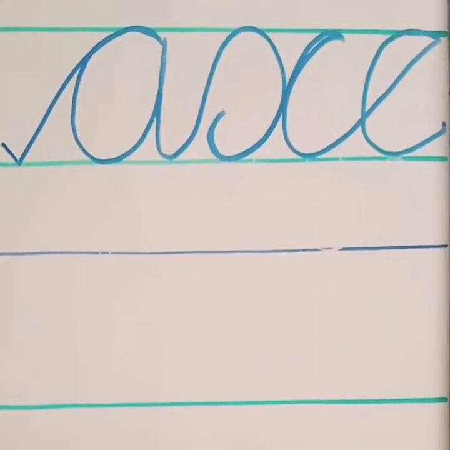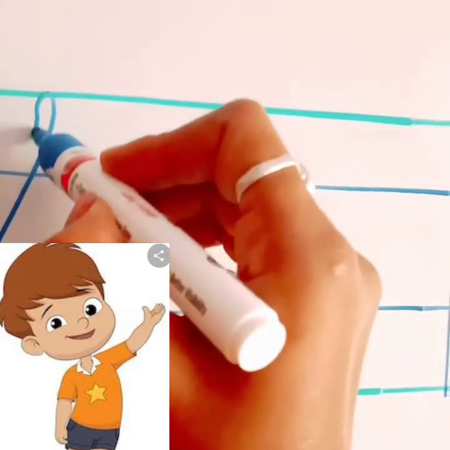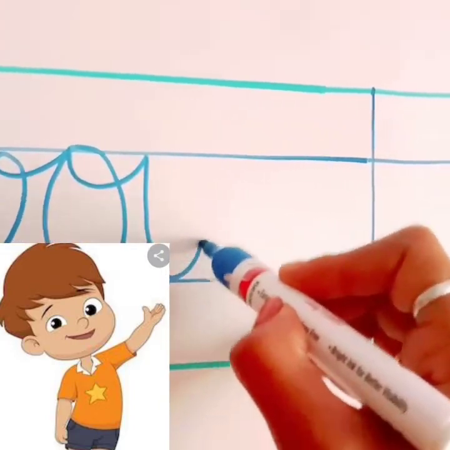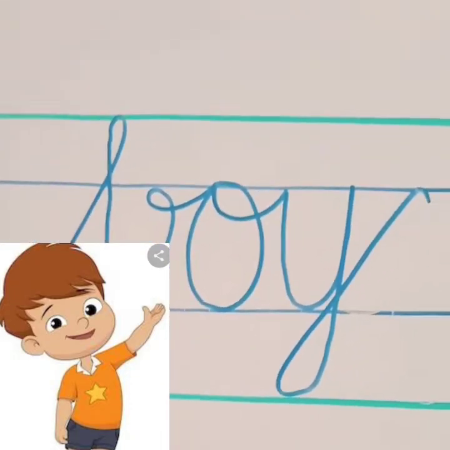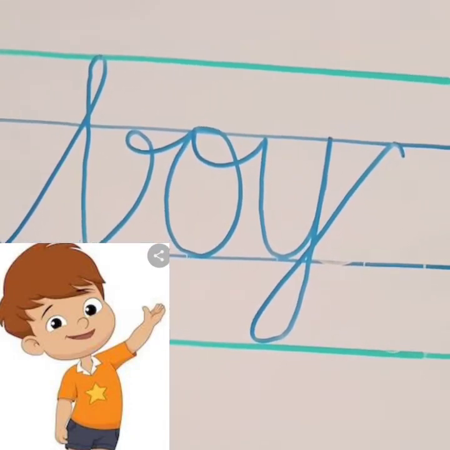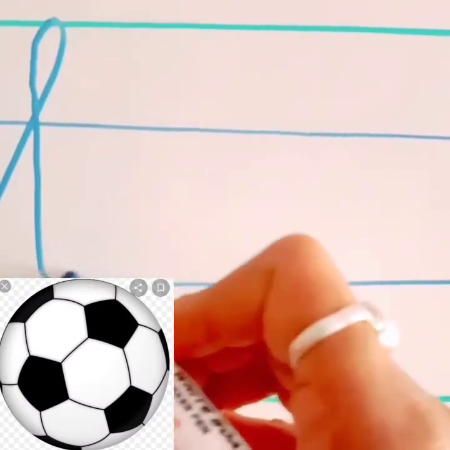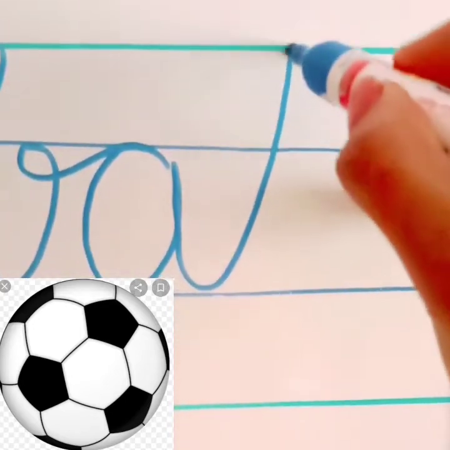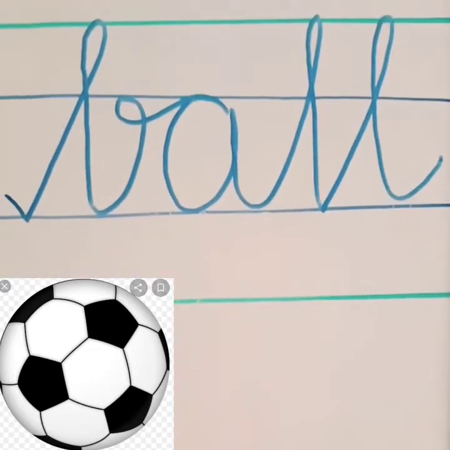Okay, next, boy. B. O. Y. Boy. Next, four-letter word, ball. B. A. L. L. Ball.